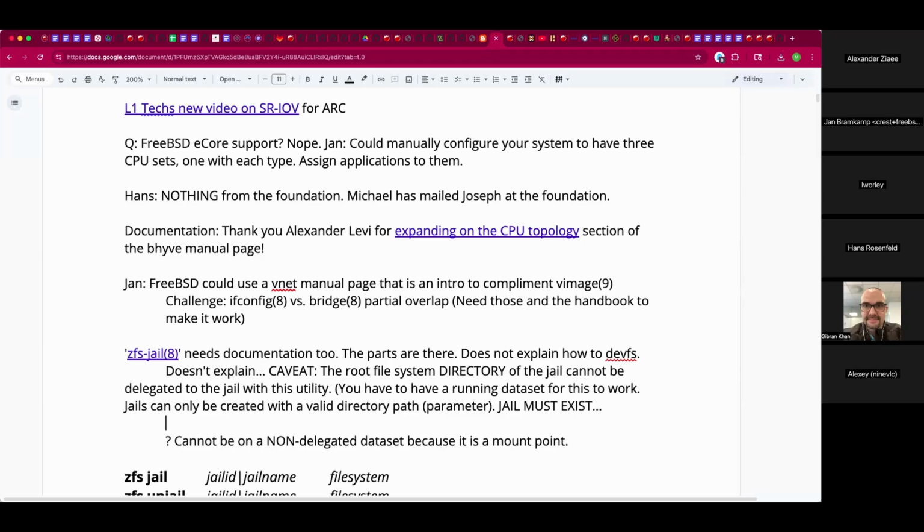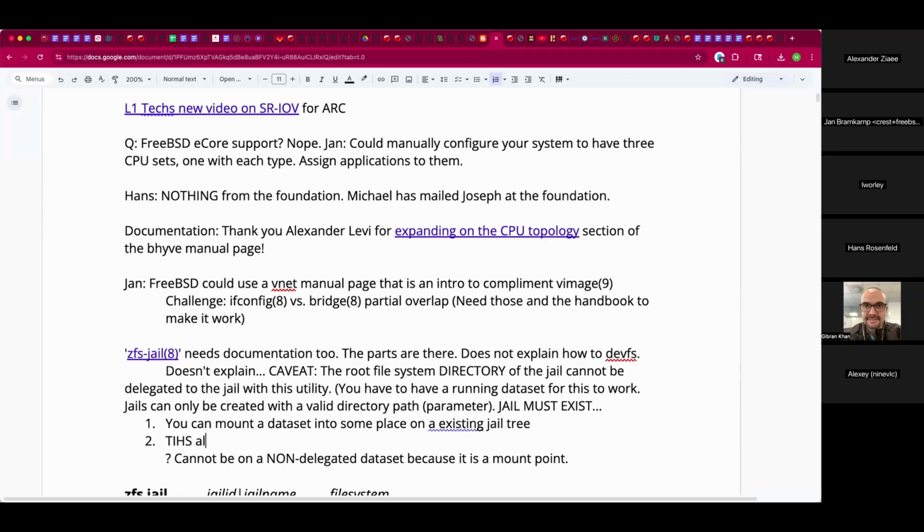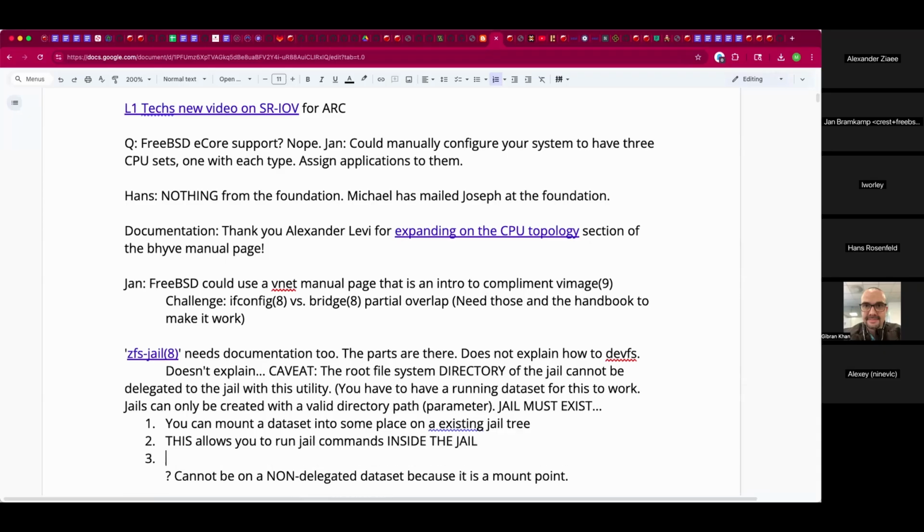Okay. So what you're telling me is that the root directory of the jail cannot be delegated to the jail with this utility, because the jail must be running with a valid root directory. As far as I remember, the jail can only be created with an already existing directory as its root directory. And you can only use the zfs jail command on existing jails. Because of that, you can never have done that before the jail existed.